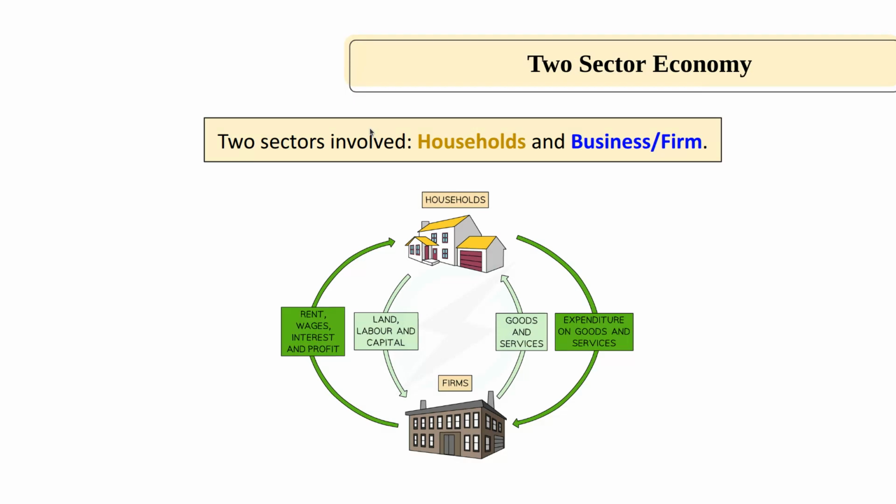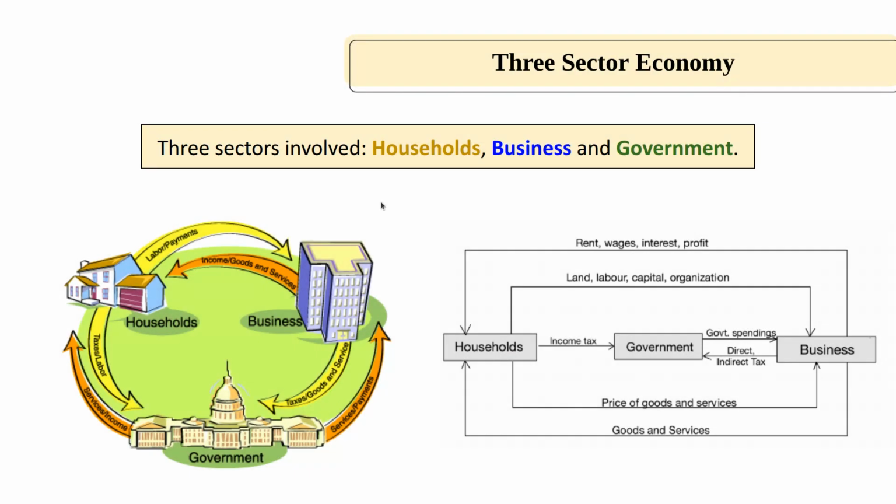Now, let's talk about two sector economy. As you can see in my slide, two sector economy involves households and business or firms. So, here we have two main players, households and businesses. Households provide labor and consume goods, while businesses produce these goods and pay wages. It is simple, right?